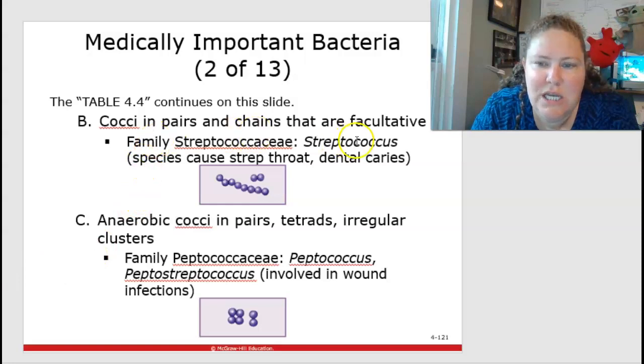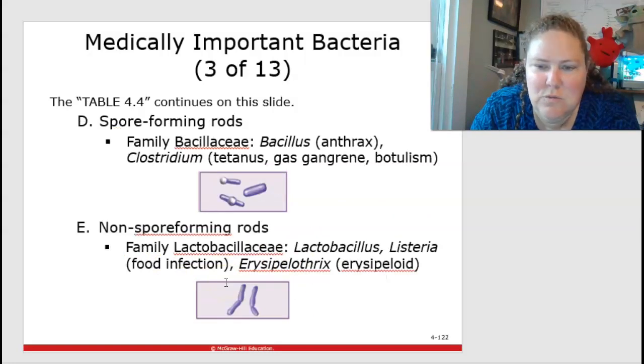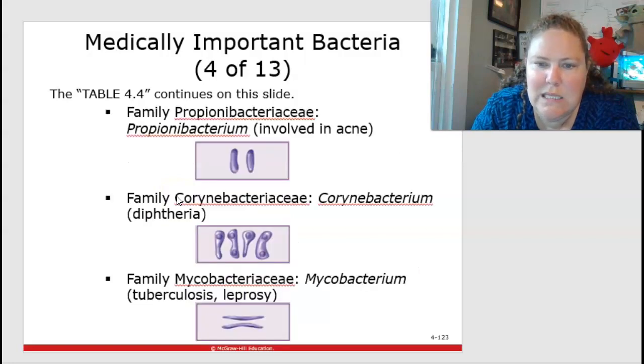Your cocci in pairs and chains are facultative, and this would be in your family Streptococci, and this would be Streptococcus, right, with strep throats and dental problems. You have your anaerobic cocci in pairs, tetrads, which are 4, or irregular clusters, and these are involved in wound infections. You have spore-forming rods, like your family Bacilli, which would be anthrax, tetanus, gangrene, botulism. You have your non-spore-forming rods, and these would be in the Lactobacillus family. So this would be your food infections and other problems like that.